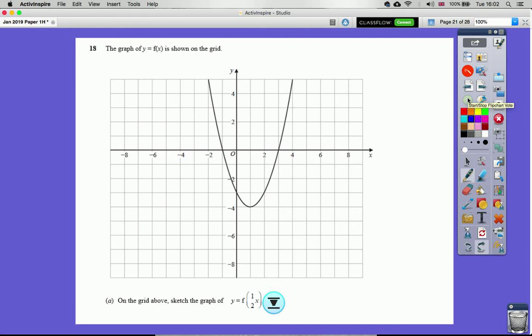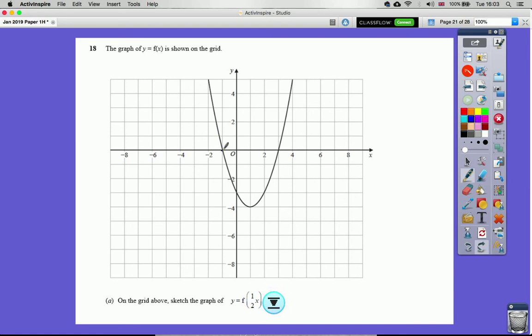Question number 18. Here the graph of y is equal to f of x is shown on the grid. On the grid above, sketch the graph of y is equal to f of half x. Now the rule about transformation of graph is if there's something inside the brackets, that is going to affect the x coordinates in an inverse way. So if it's half x, all the x coordinates are going to be doubled. There will be no change in the y coordinates.